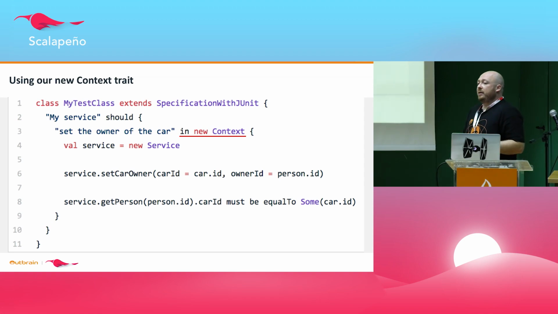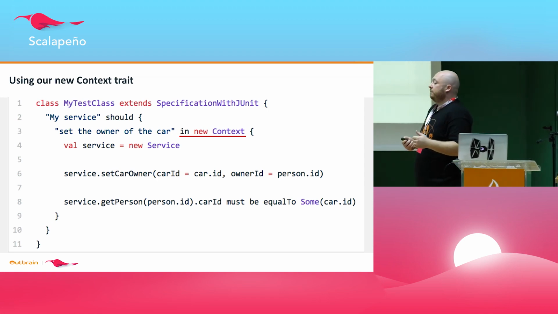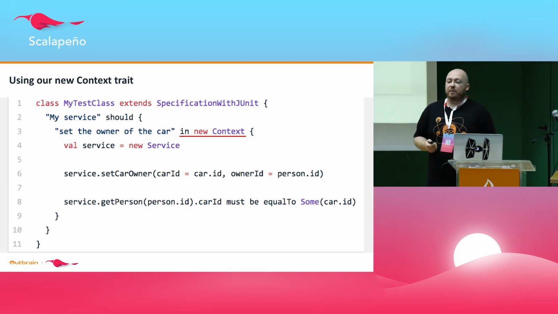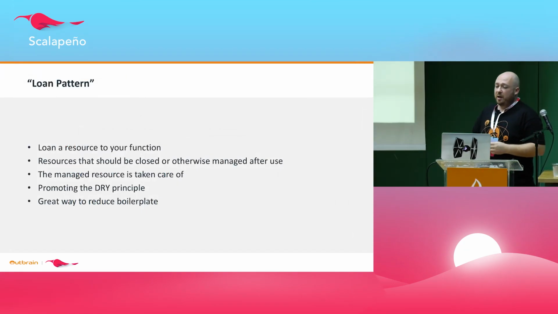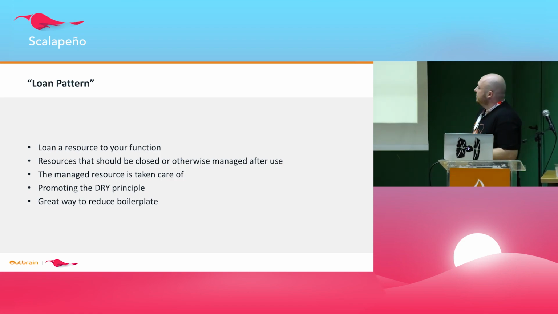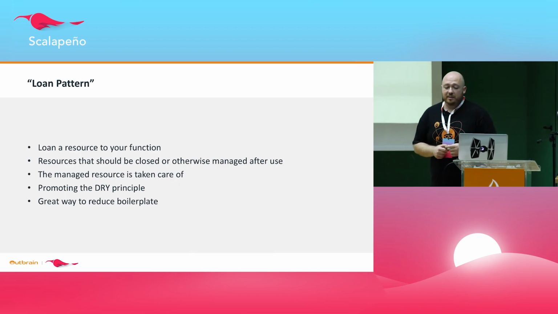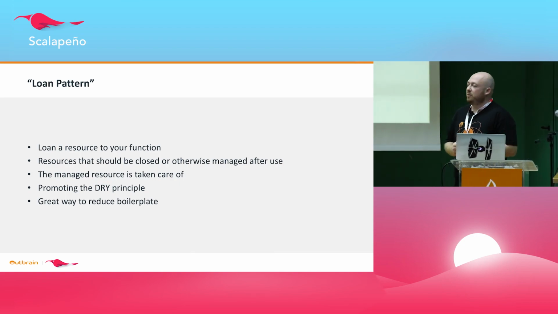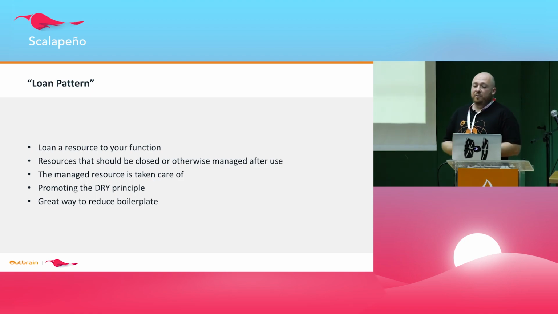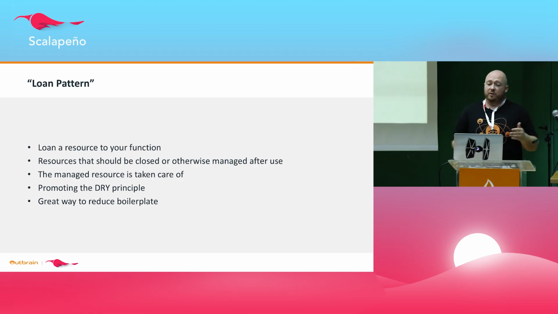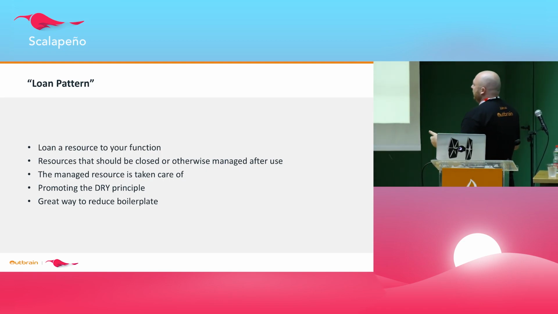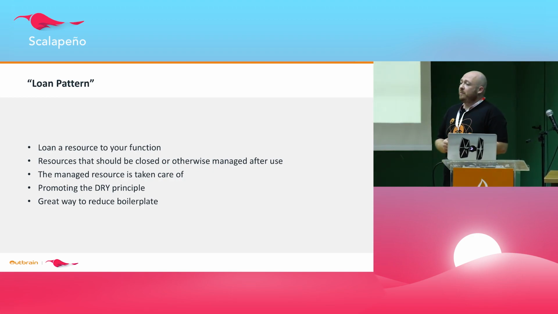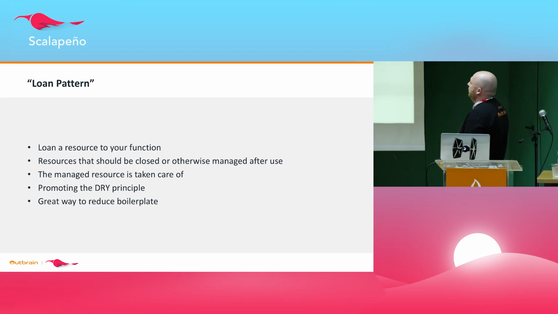We started seeing bits of code that we repeatedly wrote, and they had a name: the loan pattern. So what's a loan pattern? As the name suggests, it loans a resource to a test function, or to any function. Essentially, it doesn't have to be a test. The resource should be closed or otherwise managed, not by the test or the code, but elsewhere. It removes the responsibility from the developer to manage this resource, and minimizes code duplication.